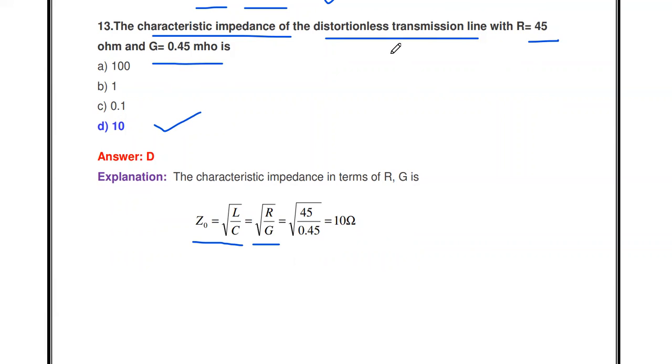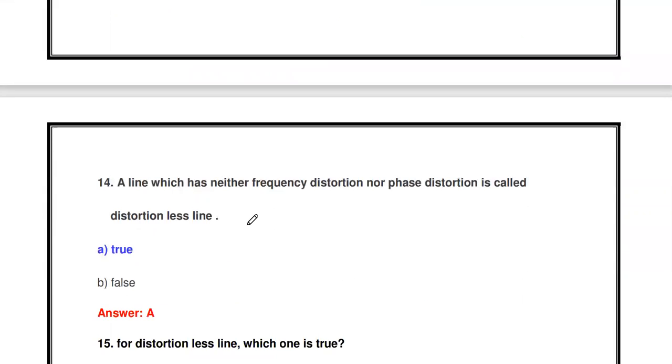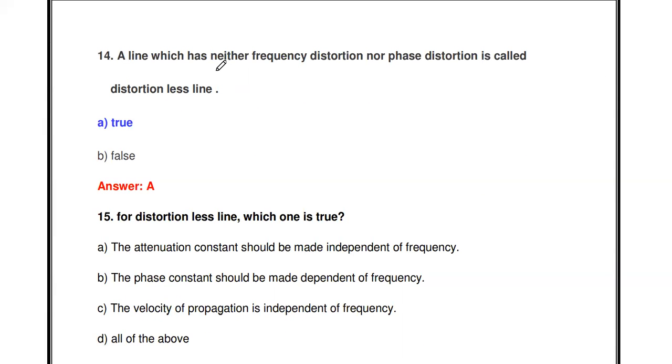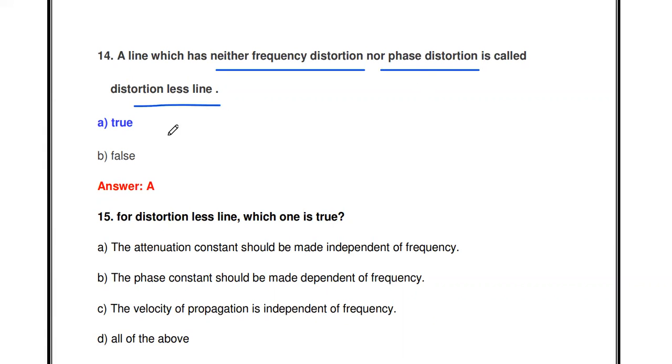So for a distortionless line, the characteristic impedance in terms of R and G is square root of R by G or square root of L by C. Okay, then the next one: a line which has neither frequency distortion nor phase distortion is called a distortionless line. True or false? True. What is meant by a distortionless line: in a transmission line there is no frequency distortion as well as no phase distortion, so that transmission line is called a distortionless line.